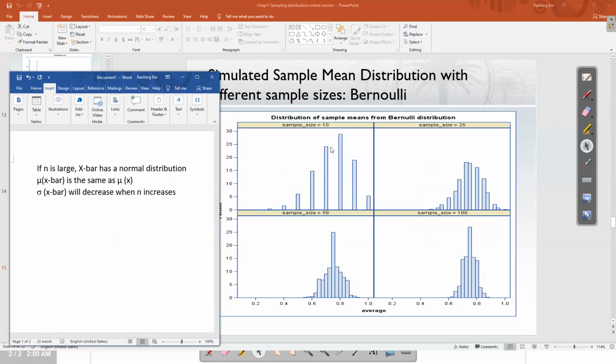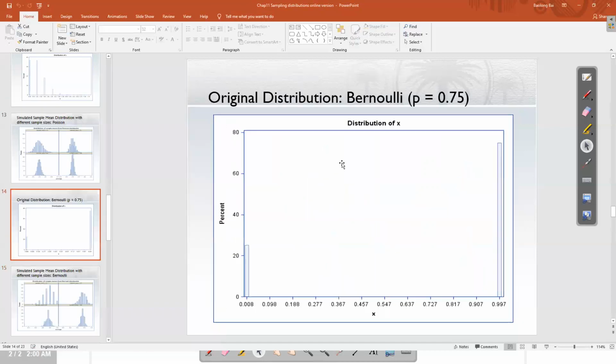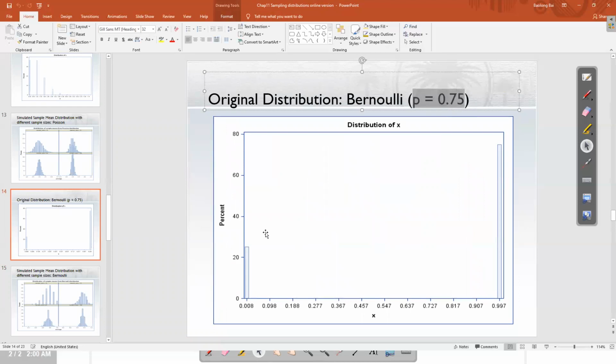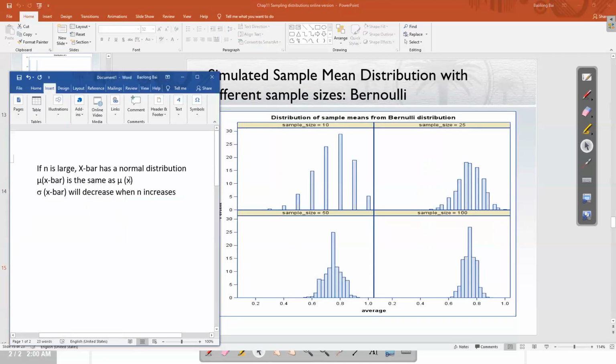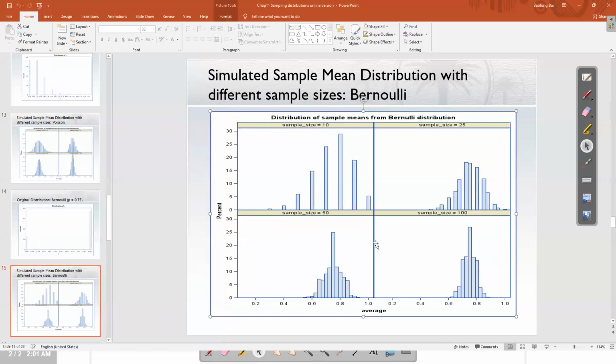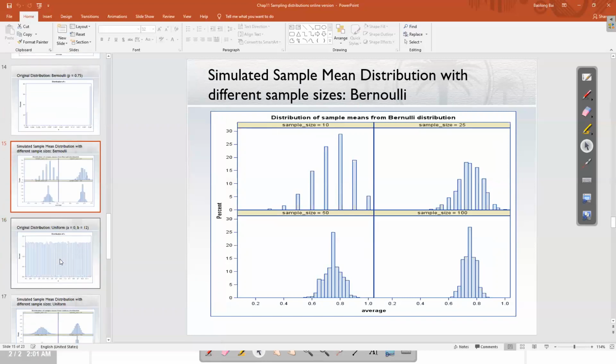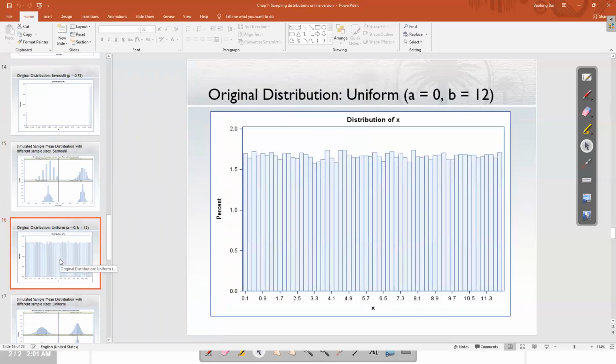What about the population mean of X bar? You can see the center is pointing at 0.75, which is the same as the original distribution's population mean. So population mean of X bar will be the same as population mean of X. And then for the population standard deviation of X bar, when you look at the trend, when n increases, the spread will decrease. So population standard deviation of X bar will decrease when n increases, okay? So we can see that we observe exactly the same features when you start with different distributions.